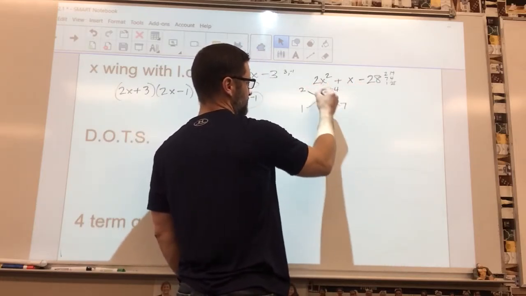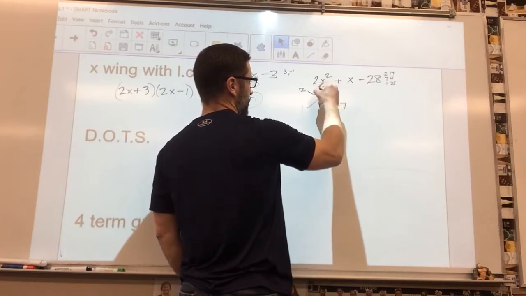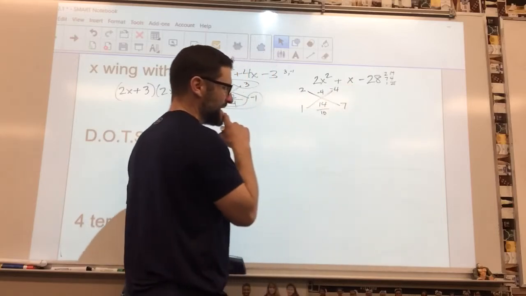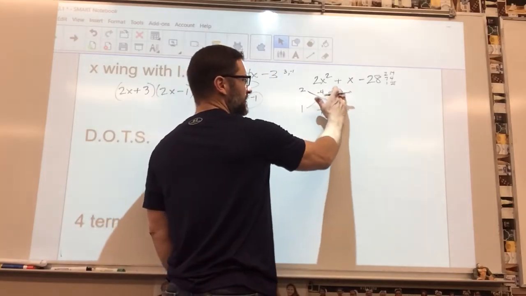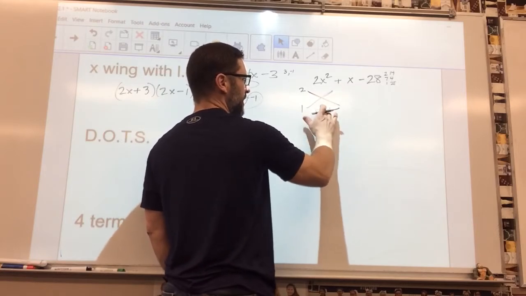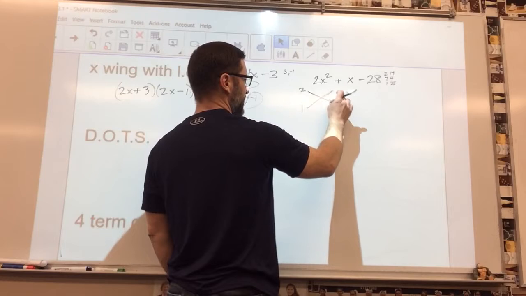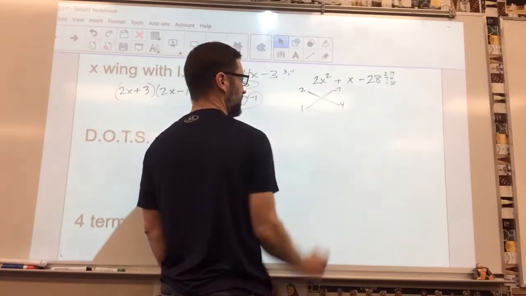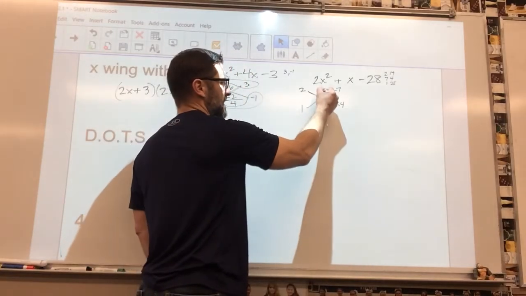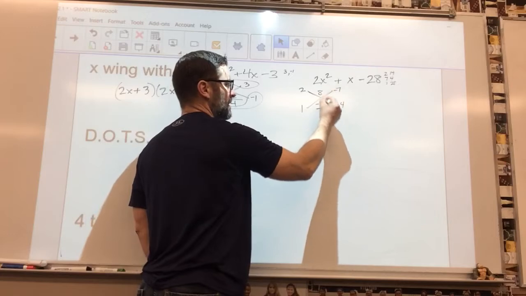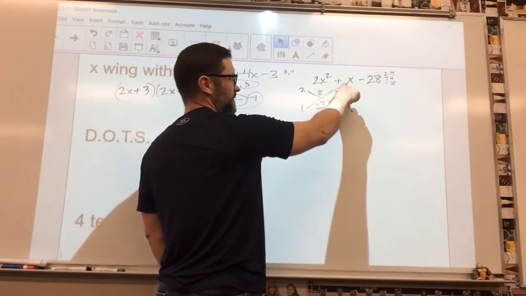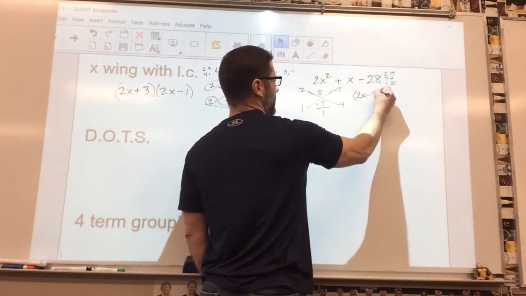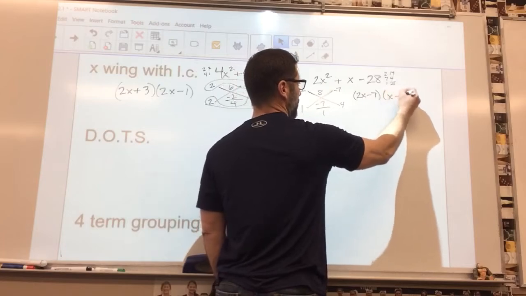So that's 14, and that's negative 4, and that's 10, but that's not my middle term. So what you can do is you can switch the order of your 7 and your 4. I had 4 and 7. I'm going to try 7 and 4, and I'll make this one my negative 1 here. Let's see how that works. So that's 8, and that's negative 7, and that's 1. And 1 is my coefficient of the x, so I think I have it. 2x minus 7, and 1x plus 4.